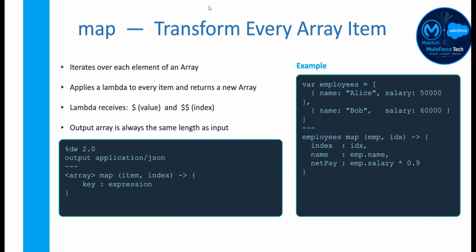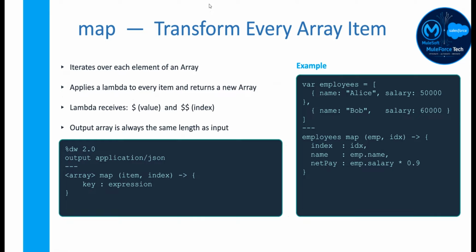Now let's look at the map function. The map function works on arrays. The input format is an array. It loops through every element in the array and applies a transformation to each item. Think of it like a conveyor belt. Every item goes in, gets processed and comes out changed.